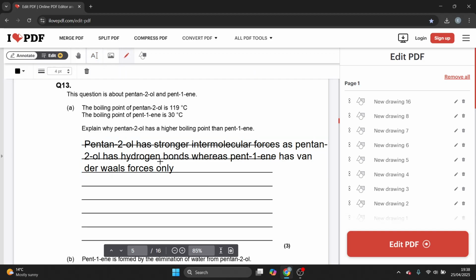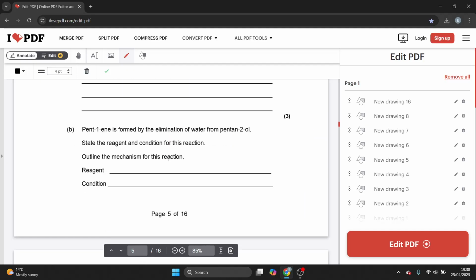I wouldn't include that part, I would just say it has van der Waals forces. Pent-1-ene is formed by the elimination of water from pentan-2-ol. State the reagent and condition for this reaction, and outline the mechanism for this reaction.